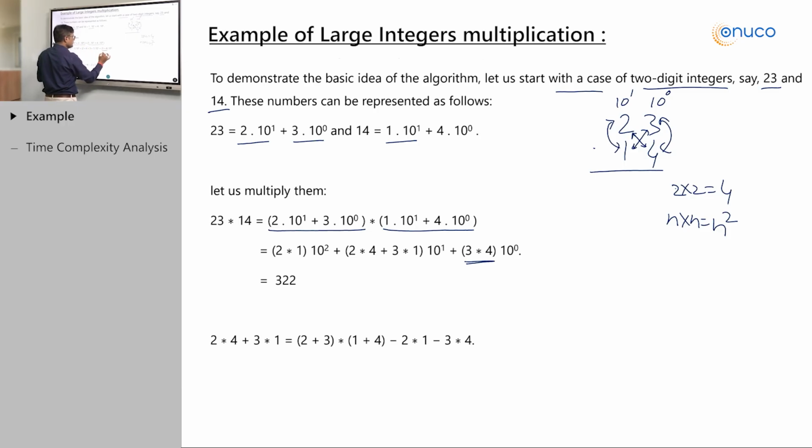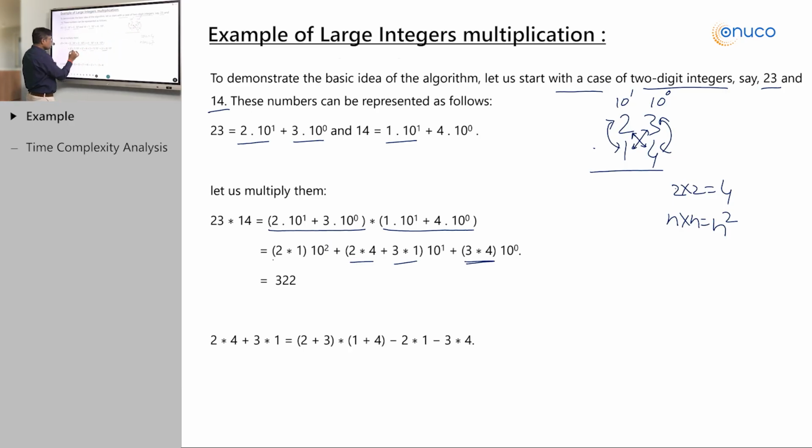So 4 into 3 were multiplied. Later on, 4 into 2 and 3 into 1. When you multiply 4 into 2 and 3 into 1, what is the power term? 10 power 1 into 10 power 0 remains 10 power 1. So here we can see 2 into 4 and 3 into 1, and the power term is 10 to the power 1, the tens place.